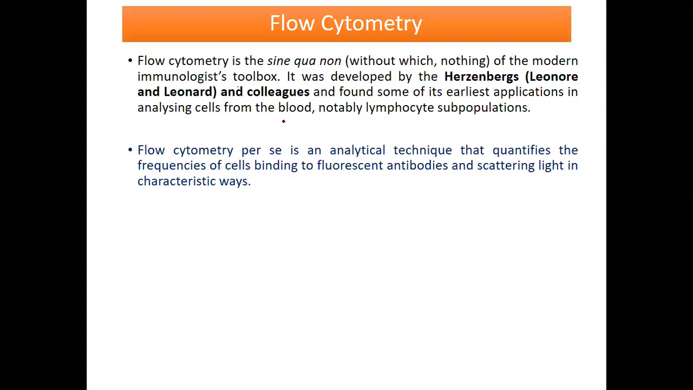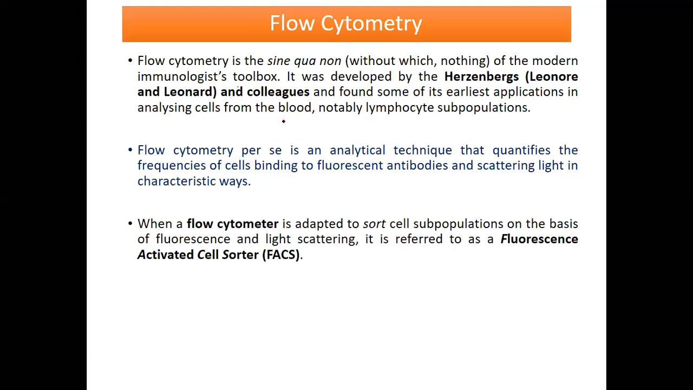So this is going to be a very important equipment. This single instrument works on such a principle that it can replace many important equipments. Here the analytical technique being used can quantify the frequencies of cells bound to fluorescent antibodies, or scattering light. It is a much more advanced technique, and flow cytometry is now being combined with fluorescence.